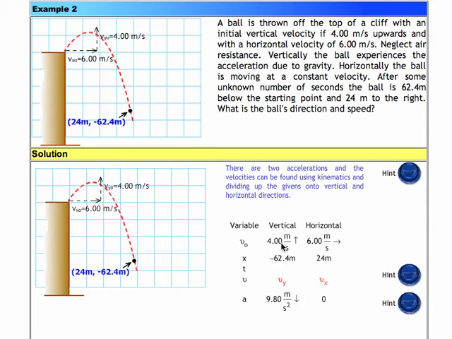Upwards, it's going at 4 meters per second, and it is 62.4 meters below the starting height, so that's going to be negative. The acceleration is 9.80 meters per second squared, so when I put it in the math formulas, that will also be negative. Horizontally at 6 meters per second at a distance of 24 meters, and I'm looking for Vx.